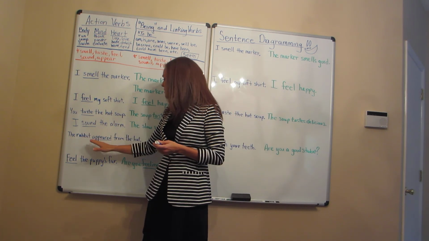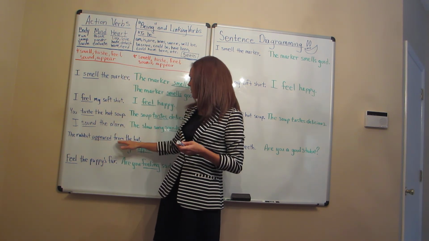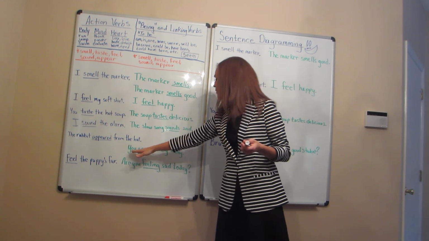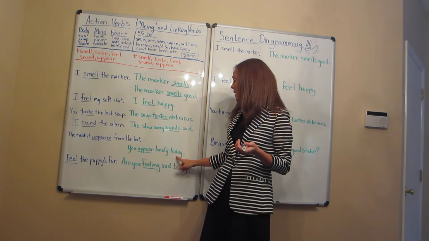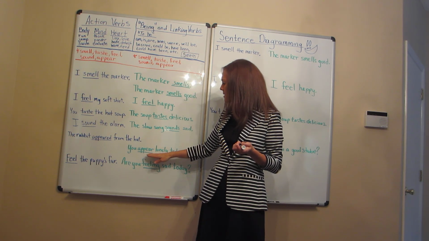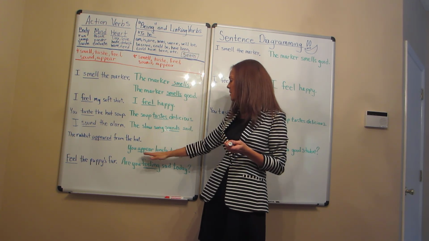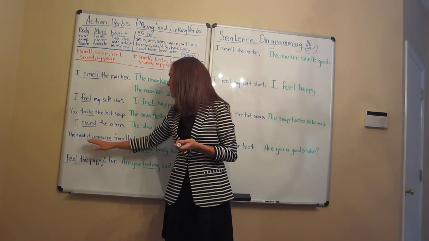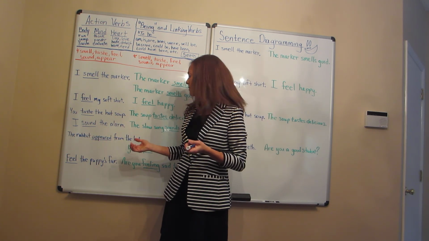And if the rabbit just appeared out of the hat, the rabbit appeared, it's physically appearing. But if you appear lonely today, you seem lonely. You are lonely. If you can replace it, it usually means it's on this side. It'll be a linking verb. So you appear lonely would be linking, where the rabbit appeared from the hat would be action.